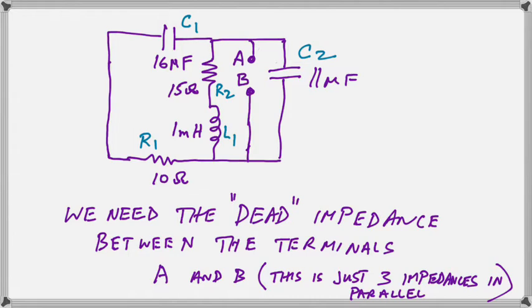Remove the load, put the terminals A and B, short out the voltage source, and find the impedance of the dead network. Now, this is not a difficult thing to do, because if you look at that carefully, you can see that between A and B we have three parallel configuration. We have C1 with R1, we have R2 with L1, and then we have C2. So the three of those branches are in parallel.